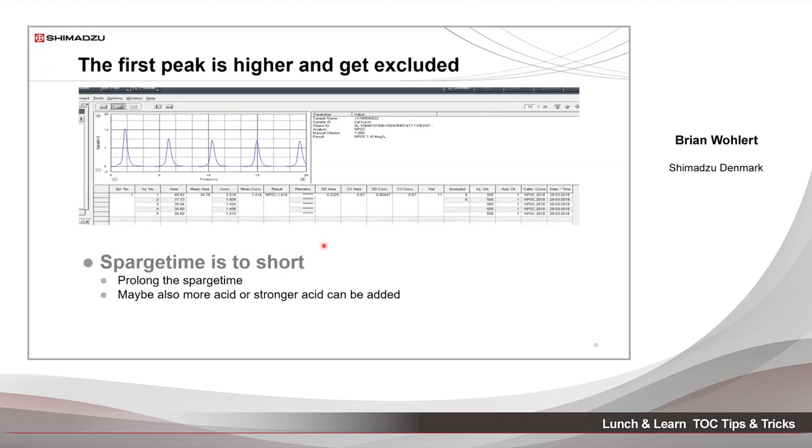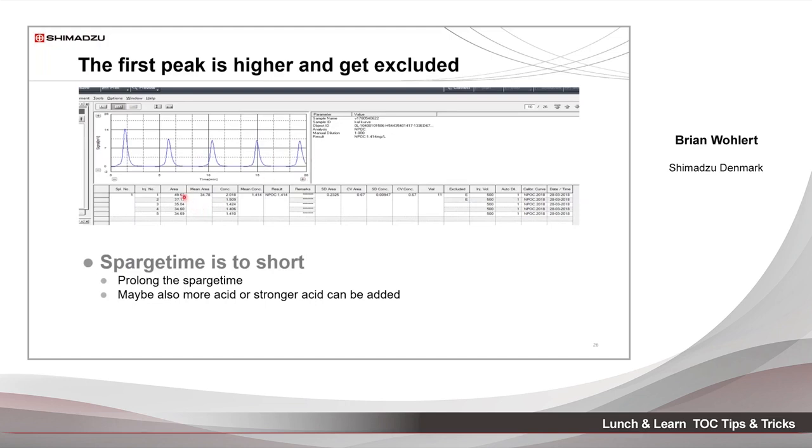Most of the customers who are doing NPOC measurements are using our function called multiple injections. The multiple injection takes in the sample for X numbers of injections. And here you see there have been 5 injections, and all these injections have been made with the same pre-treatment. So the sample has been acidified and sparged. But you see here, the first peak has a bigger area than the following peaks. Why is that?